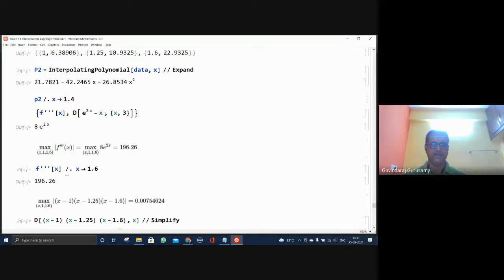F triple prime at x equal to 1.6. For this 1.6, the maximum value in this range, that is going to be the maximum value for this.